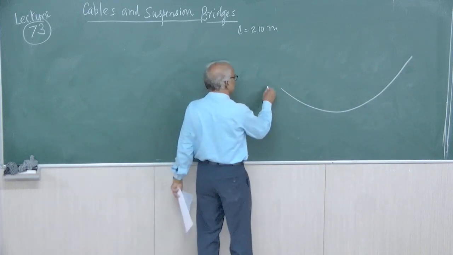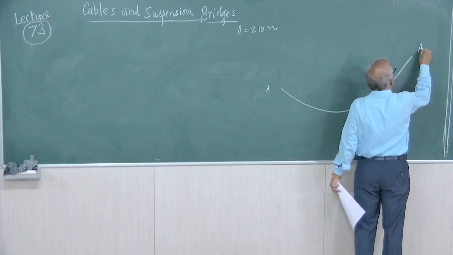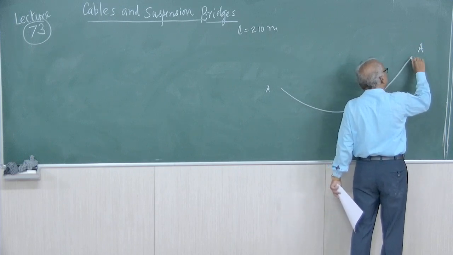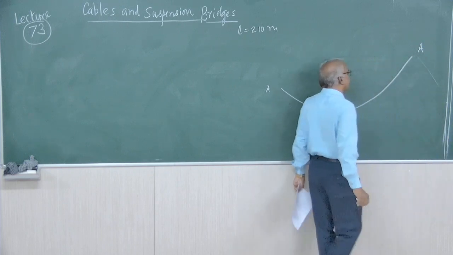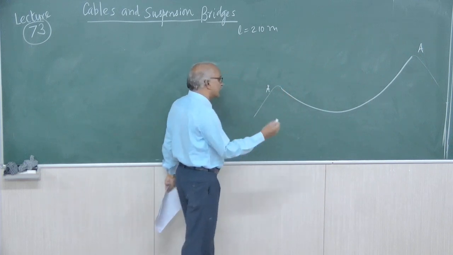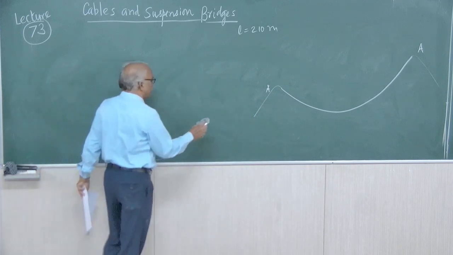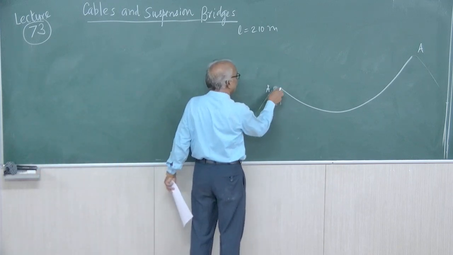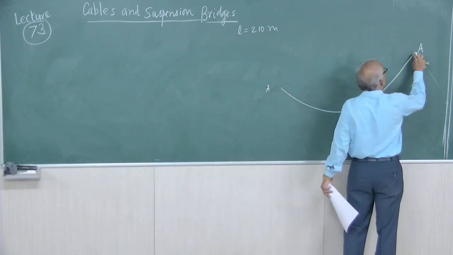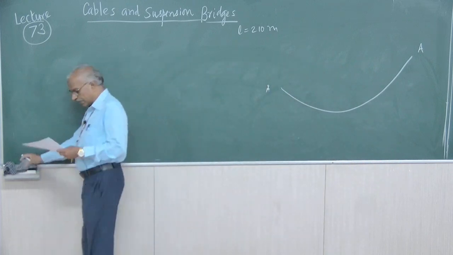So let us say this is support A. Now as we have discussed, we are taking only the suspended cable. On this side you will have an anchor cable, and on this side also you will have an anchor cable. The supporting towers and the anchor cable we will discuss later. We will take only the part of the suspension cable. So support B is at a higher level.